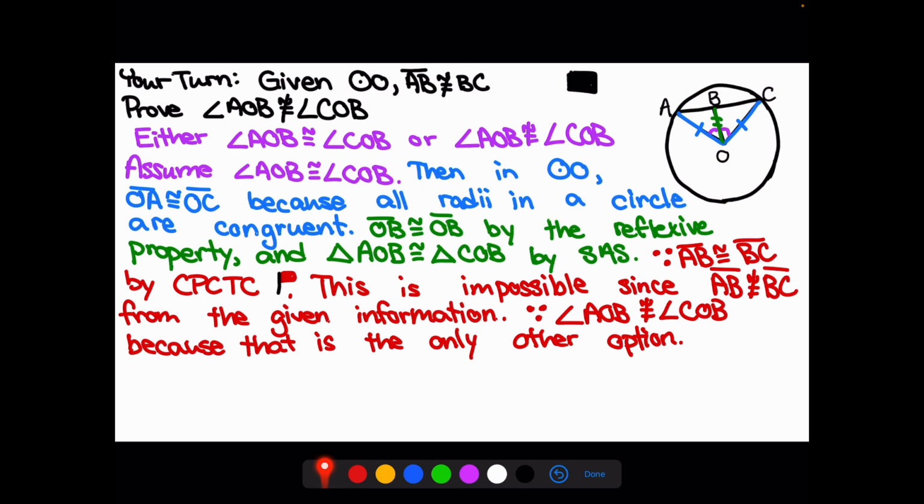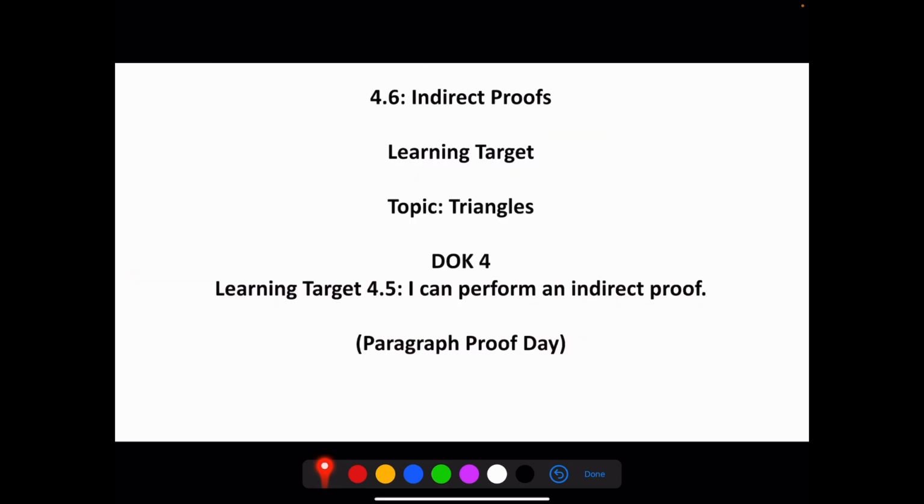All right, so that is it for our notes today over 4.6 indirect proofs. Again, our learning target is I can perform an indirect proof.